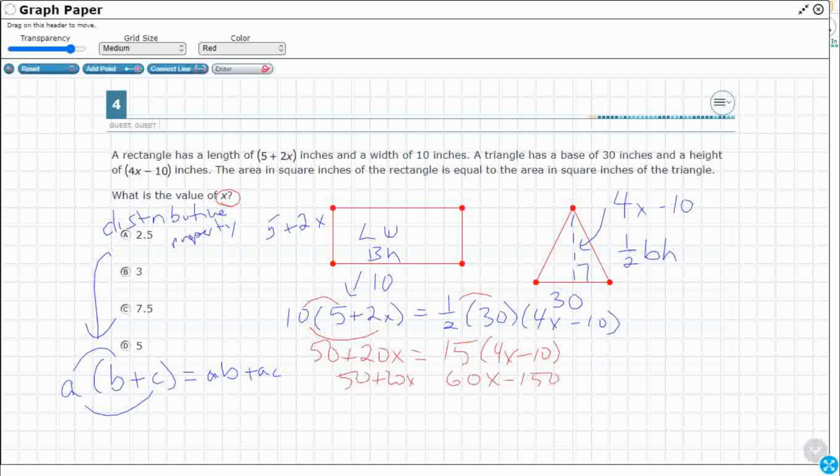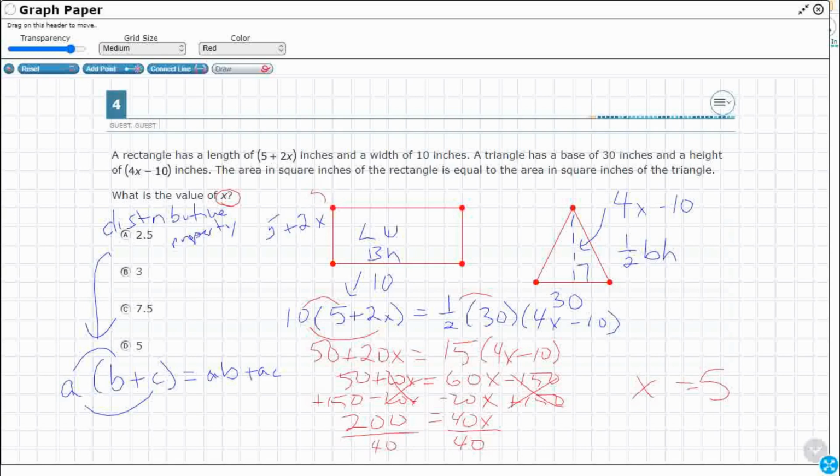Let's get the x's all together. Let's subtract 20x from both sides, which gets you 40x. And let's add 150 to both sides to get that over there, which gives you 200. So 40x equals 200, just using the properties of equality. Divide both sides by 40. And there we go, x equals 5.